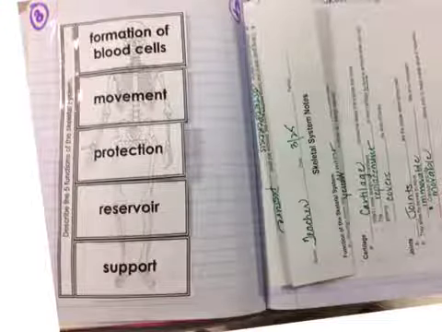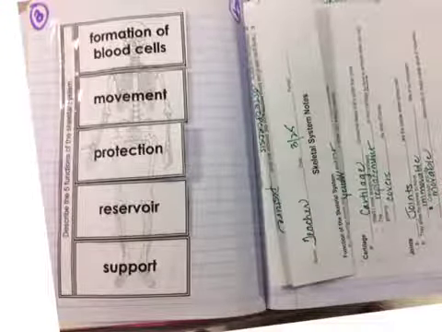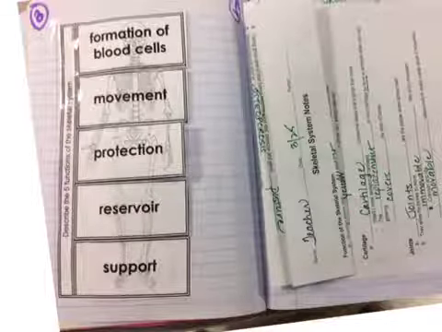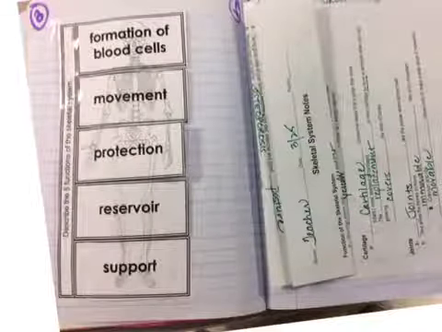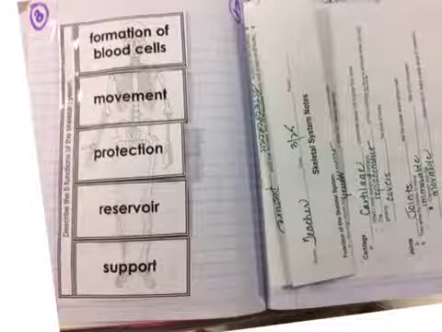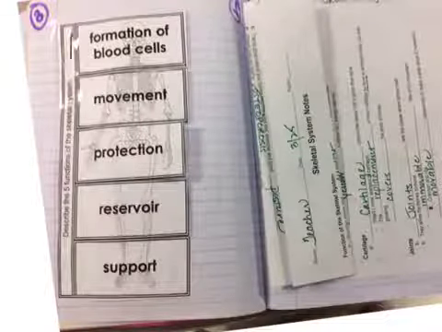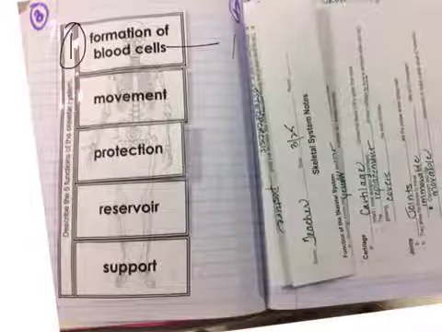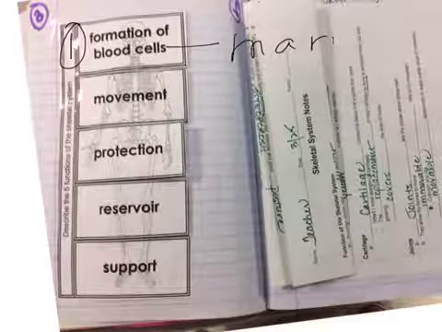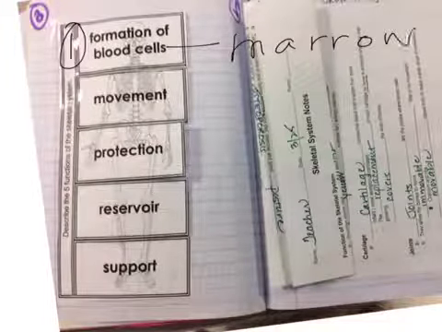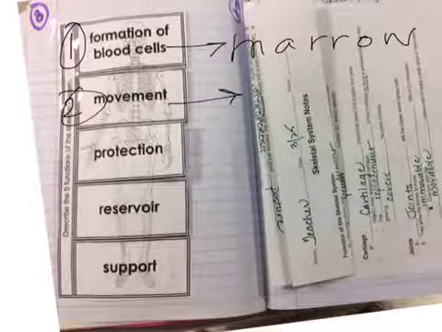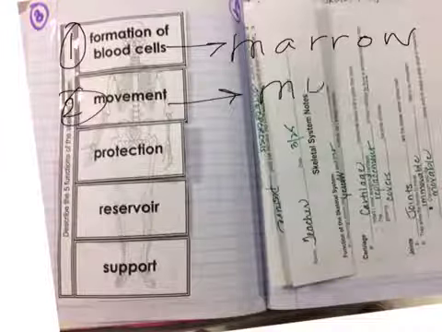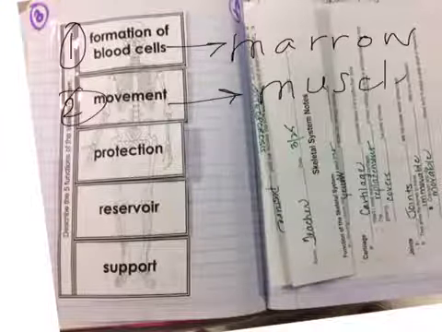Okay, now we've got the 5 functions of the skeleton, or the 5 functions of your skeletal system, which are your bones. The first function is the formation of blood cells, and you know that that happens in the marrow. The second function is movement. I think that's pretty self-explanatory, where the skeleton attaches to the muscles.